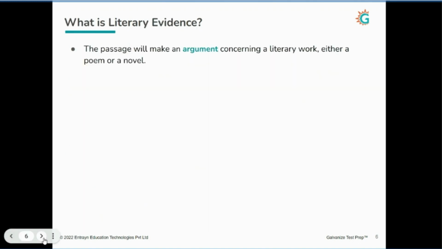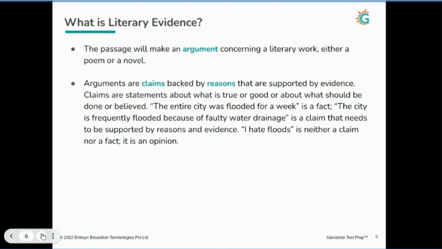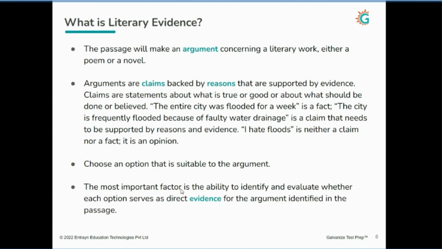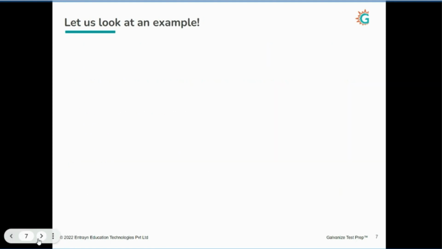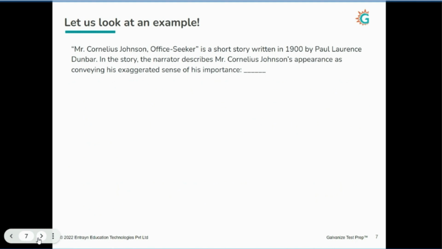Now, coming to literary evidence, here there would be an argument concerning a literary work. Okay, and so arguments would be claims that are supported by reasons and evidence. Right? So we discussed this, like what a fact is, what a claim is, and what an opinion is. So what you would need to do is choose an option that is suitable to the argument that is given, and what would serve as direct evidence for the argument that is given in the passage. Let's look at an example.